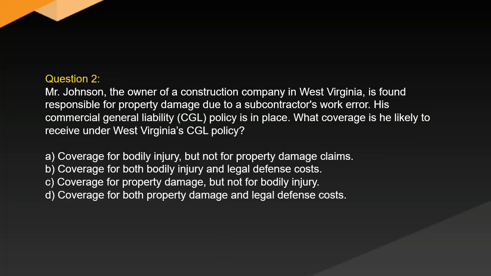Question 2. Mr. Johnson, the owner of a construction company in West Virginia, is found responsible for property damage due to a subcontractor's work error. His commercial general liability (CGL) policy is in place. What coverage is he likely to receive under West Virginia's CGL policy? A. Coverage for bodily injury, but not for property damage claims. B. Coverage for both bodily injury and legal defense costs. C. Coverage for property damage, but not for bodily injury. D. Coverage for both property damage and legal defense costs.